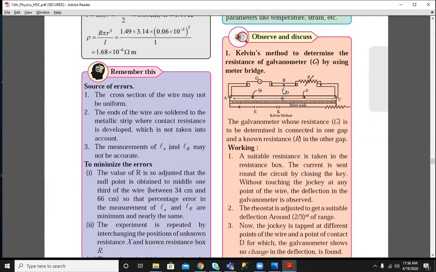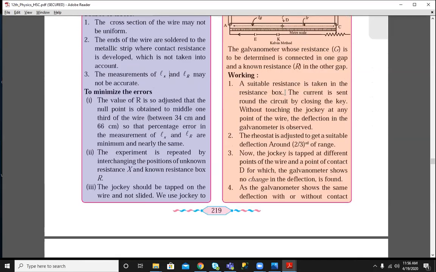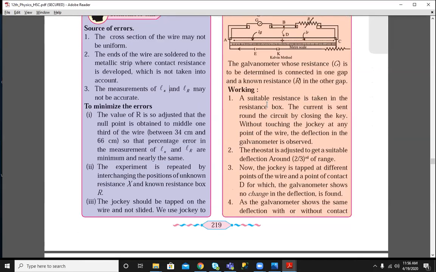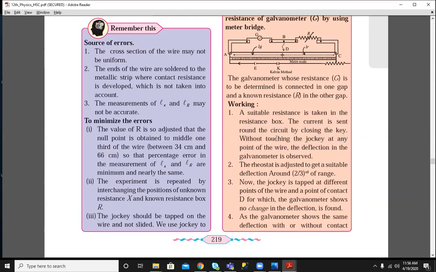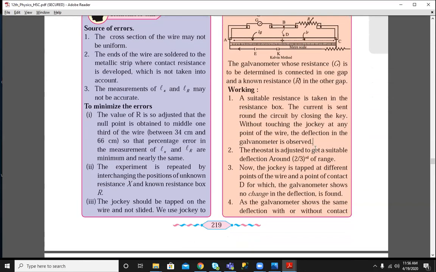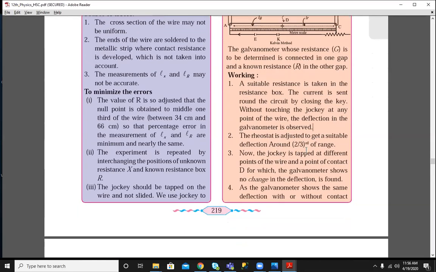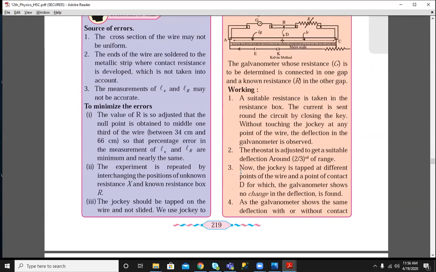The only difference is that in the meter bridge the galvanometer is connected here, so it is removed from here and connected in the left gap. Because in the meter bridge the unknown resistance is connected in the left gap, and here we don't know the resistance of the galvanometer, the galvanometer is our unknown resistance, so we kept the galvanometer in this gap. Okay, and the construction and working are the same. Just take a suitable resistance box and rheostat, adjusted to get a suitable deflection. Okay, let's see the method.